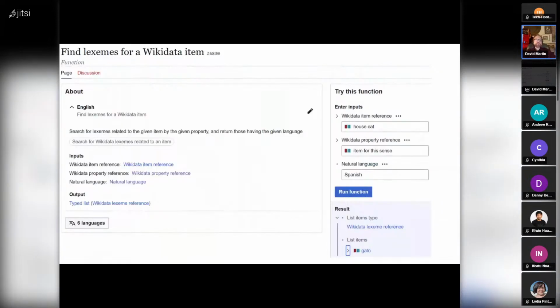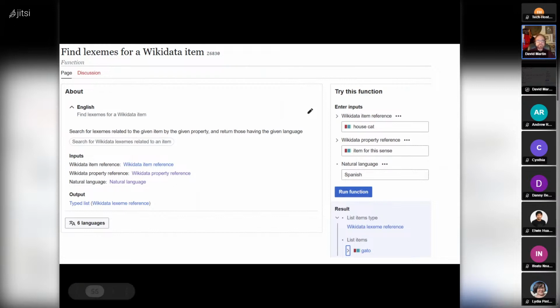There are also some search functions that we provide that allow the user to use other search capabilities provided by Wikidata. In this case, the capability to find lexemes that are associated to other Wikidata entities, which can be very valuable for natural language generation. This function, find lexemes for a Wikidata item, takes a Wikidata item reference and a Wikidata property reference, and it's going to find lexemes that are related to the given item by the given property, and in particular, lexemes in the given natural language.